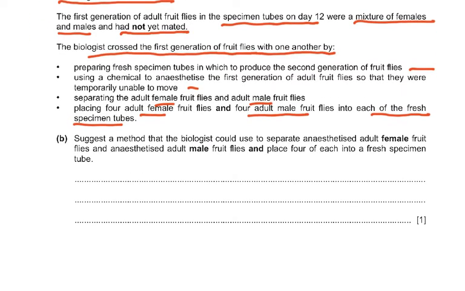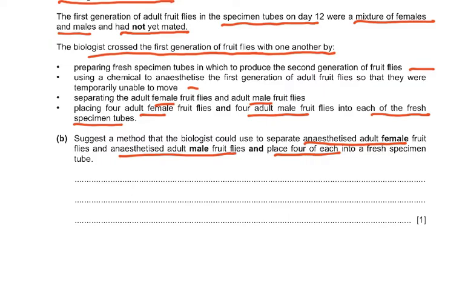Now imagine you're doing this in the lab. I always say that's how you get your paper 5 correct. Suggest a method that the biologist could use to separate the anesthetized adult female fruit flies and anesthetized male fruit flies and place 4 of each into a fresh specimen tube. So first, how would you decipher it, and then how would you place them in the specimen tube? They're anesthetized, so they're sort of unconscious.